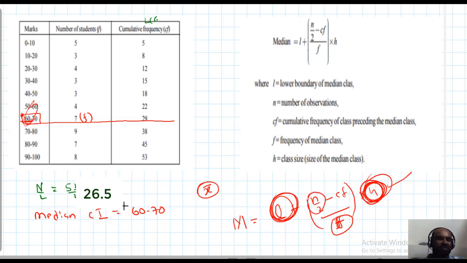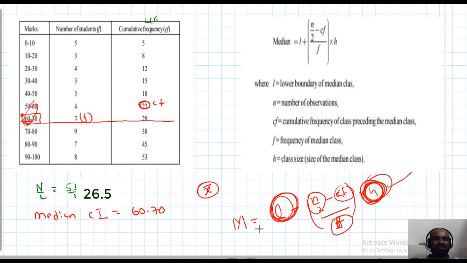N by 2 is already there. What is CF? CF means cumulative frequency of the class preceding the median class. The median class frequency is 7 and its cumulative frequency is 29, so the cumulative frequency of the class preceding the median class is 22, that is called CF.